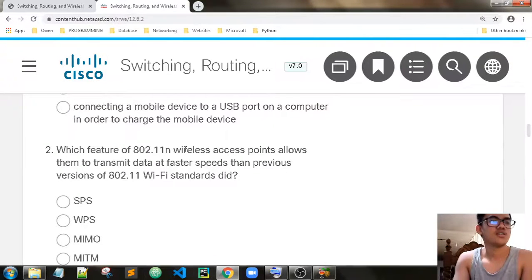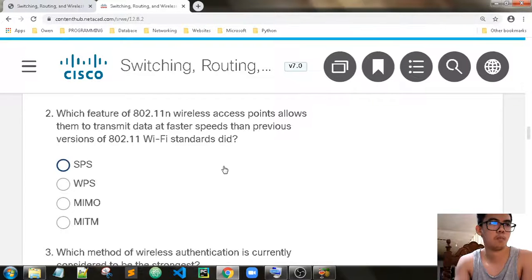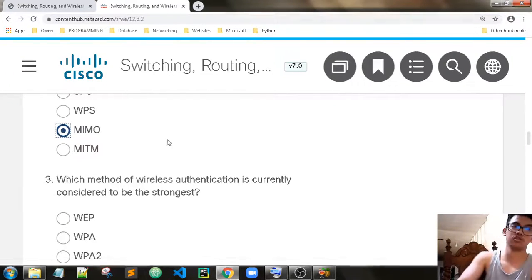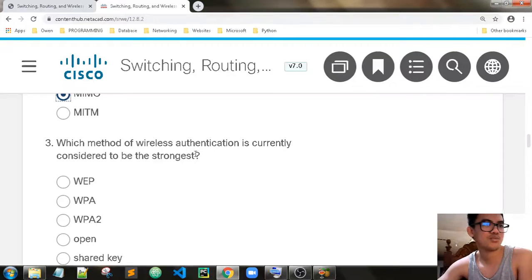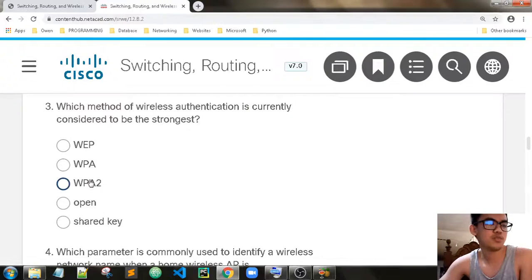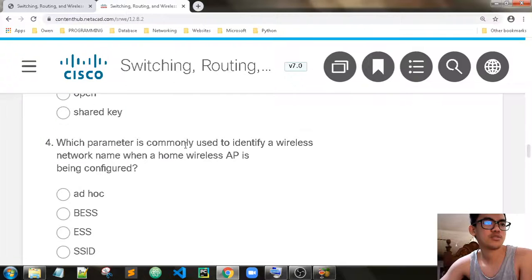In the context of mobile devices, what does the term tethering involve? Connecting a mobile device to 4G cellular? No, tethering is connecting a mobile device to another mobile device or computer to share the network connection. Which feature of 802.11n wireless access points allows them to transmit data at faster speed than previous versions of 802.11? MIMO, multiple input, multiple output. Which method of wireless authentication is currently considered to be strongest? We have WPA2.